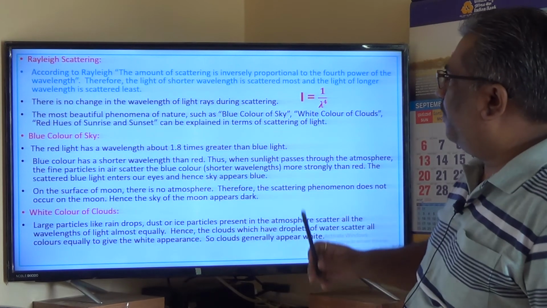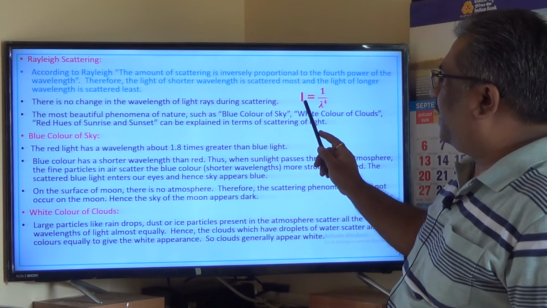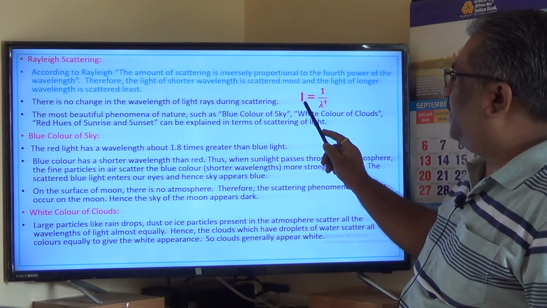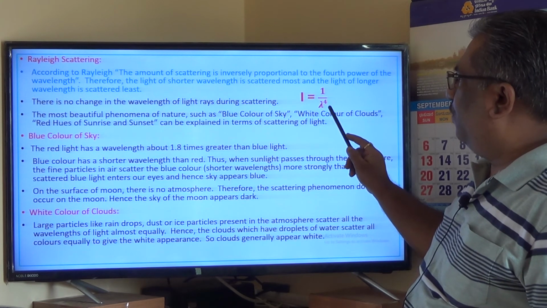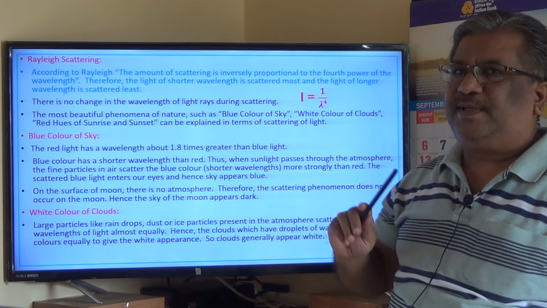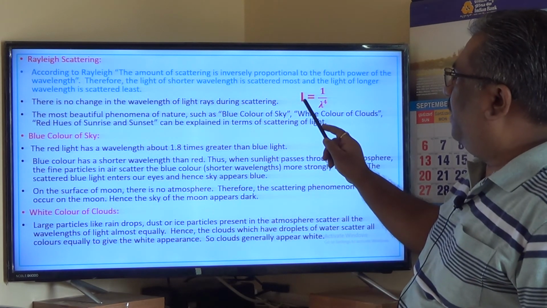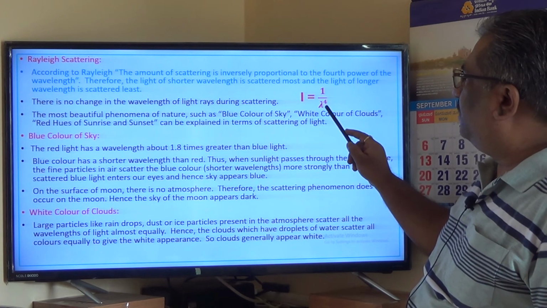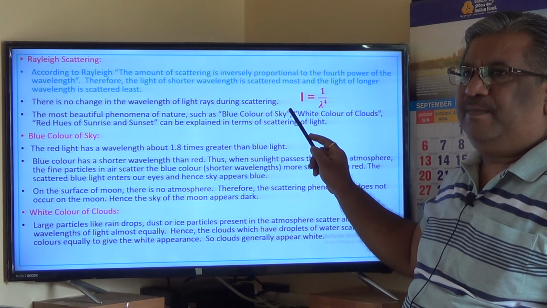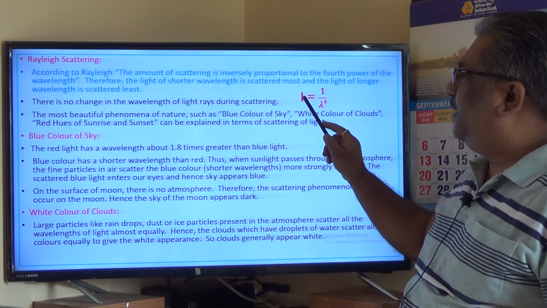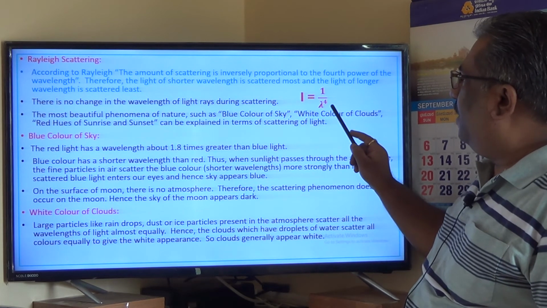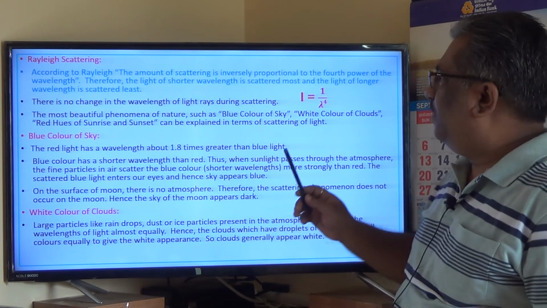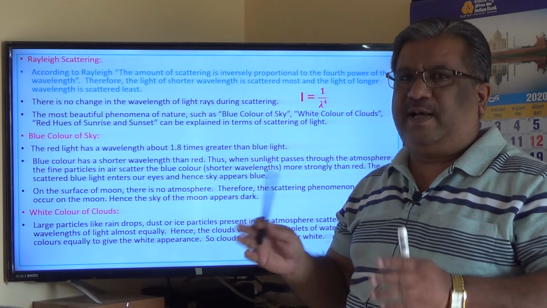One more important property you should know, how the amount of scattering is dependent upon the wavelength of a particular color. Intensity of scattering is inversely proportional to the 4th power of lambda, where lambda represents wavelength. Meaning, intensity of scattering is inversely proportional to the wavelength. More the wavelength, lesser is the intensity of scattering. Lesser the wavelength, more is the intensity of scattering. For red, we have more wavelength, approximately 750 nanometer. For blue, approximately 400 nanometer.